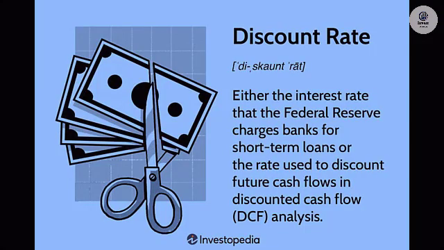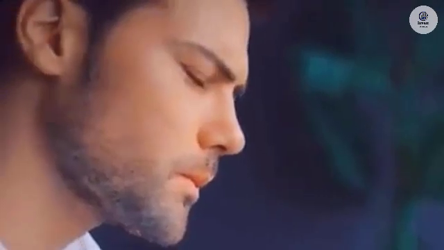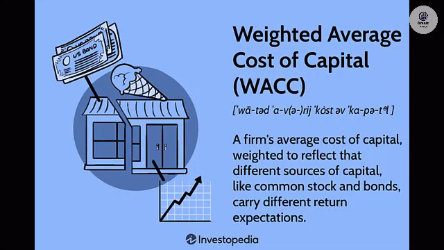Step 3. Determine a discount rate. Once you have estimated the future earnings, you'll need to determine a discount rate to account for the time value of money. The discount rate represents the required rate of return that an investor would demand for investing in the company. A common way to determine the discount rate is to use the weighted average cost of capital, WACC, which is a measure of the company's cost of capital.